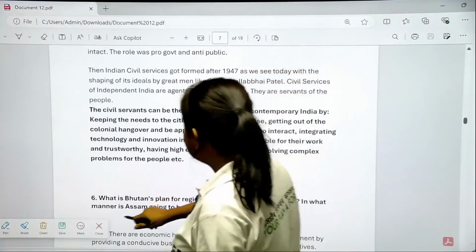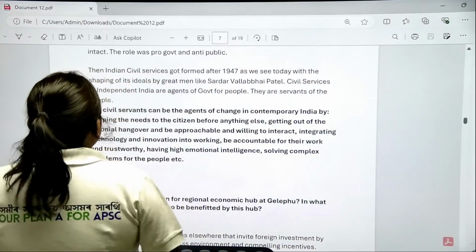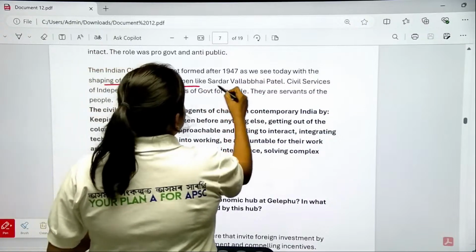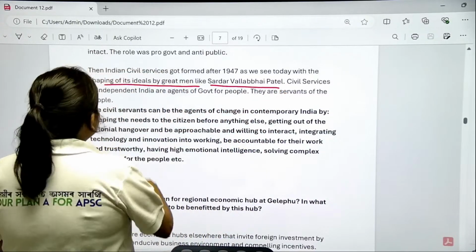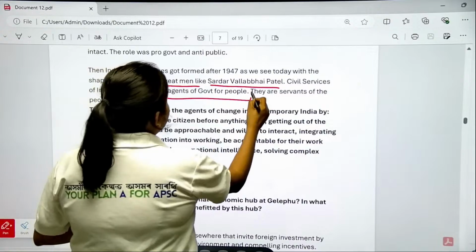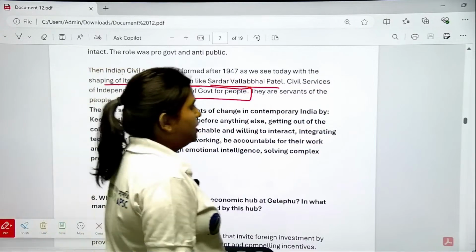Post-1947 form hole as we see today. With the shaping of its ideas by great men like Sardar Vallabhbhai Patel, civil services of independent India are agents of government for people.